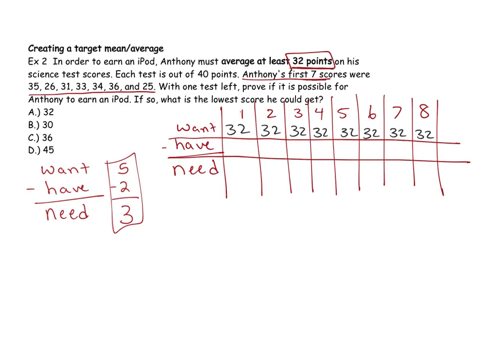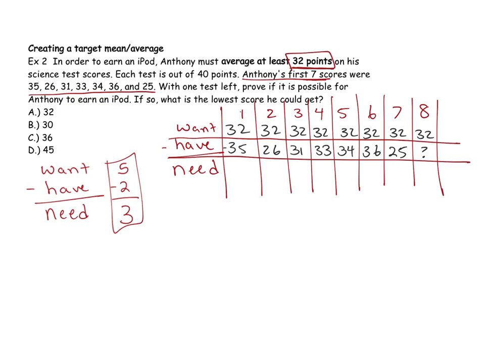On the first test, we got 35 points. On the second, we got 26, 31 on the third, 33 on the fourth, 34 on the fifth, 36 on the sixth, and 25 on the seventh. We're not sure what we've gotten on our 8th. That is the actual question of today. Okay? We're going to take a look at what we already have and how much we need to make it what we want. We're going to do that by subtraction.